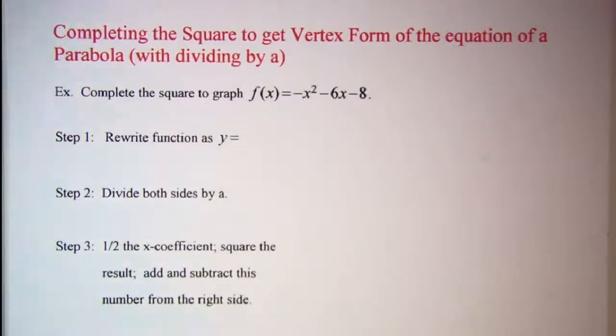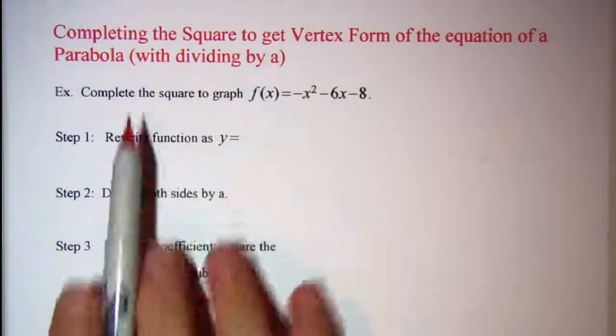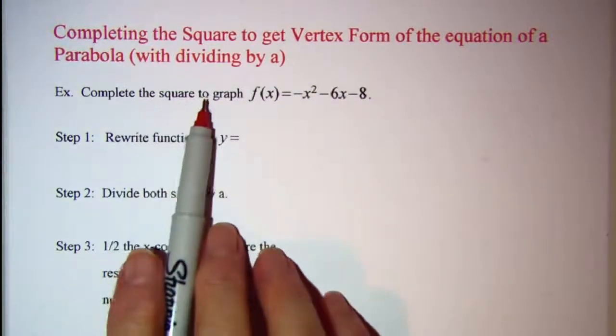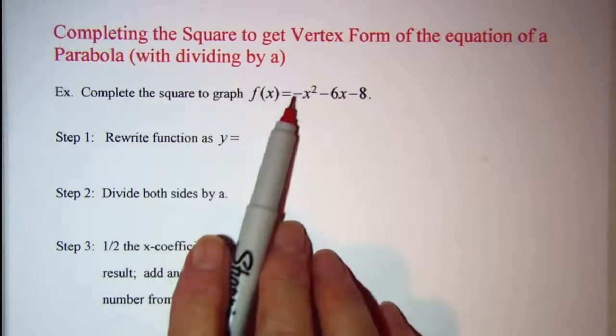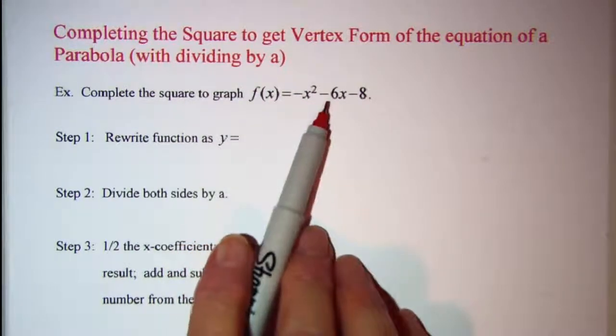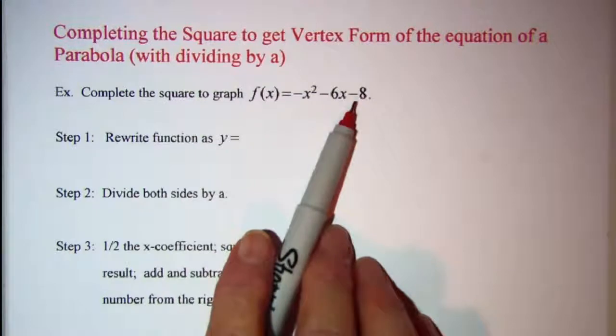In this video, we'll be completing the square to get the vertex form of the equation of a parabola, and we'll be doing this by dividing by a. The example that we'll be doing is complete the square to graph f of x equals negative x squared minus 6x minus 8.